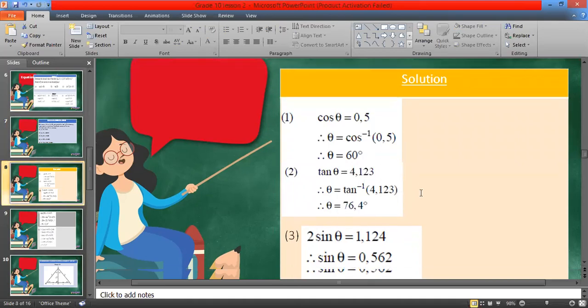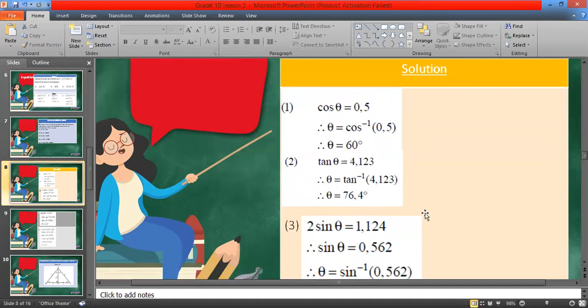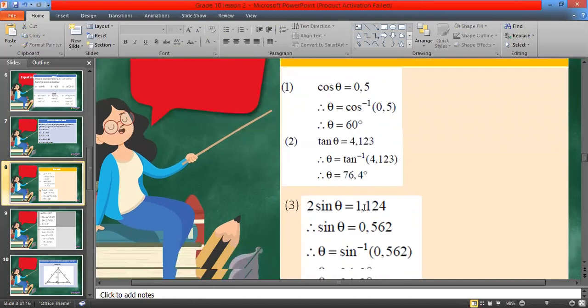And then the third one, if you have 2 sine theta equals 1,124, you need to find this angle theta here. How do you find it? The first thing to do is to move these 2 away. Move it to the other side, divide both sides by 2. If you divide both sides by 2, you're going to have sine theta equals 0,562. After getting 0,562, you have to find your sine inverse. Press shift sine 0,562, and then that will give you 34,2.